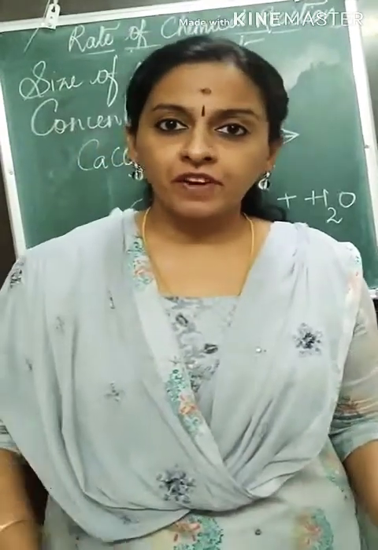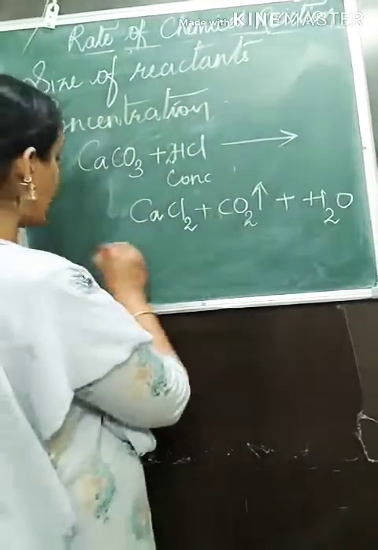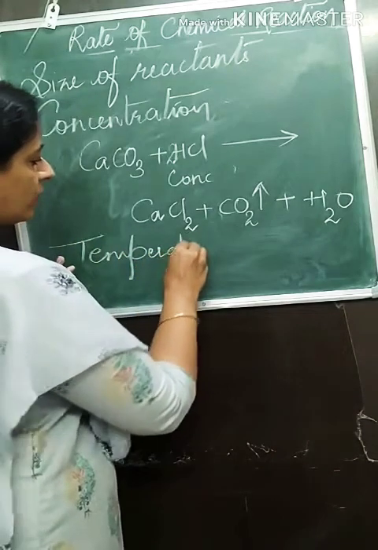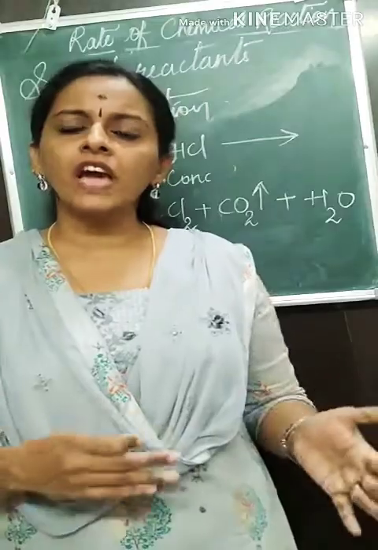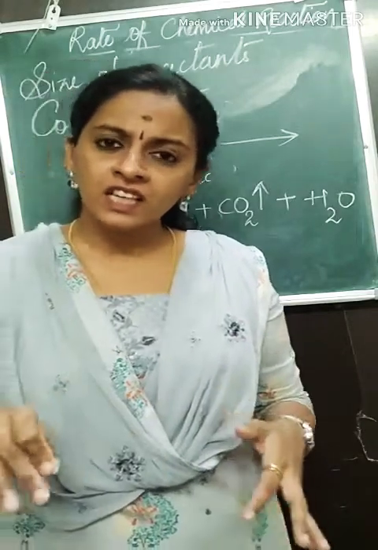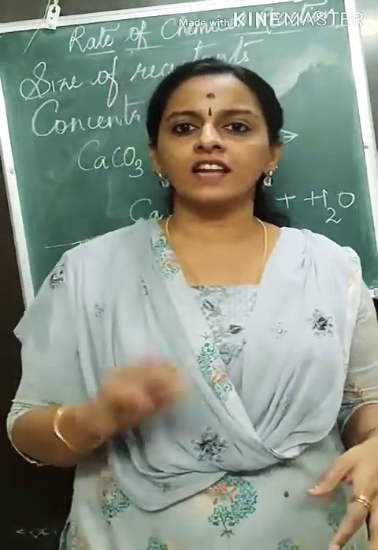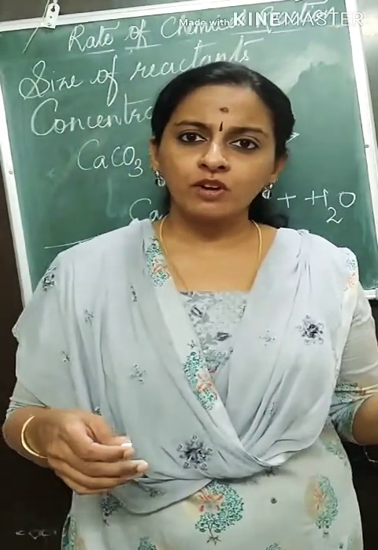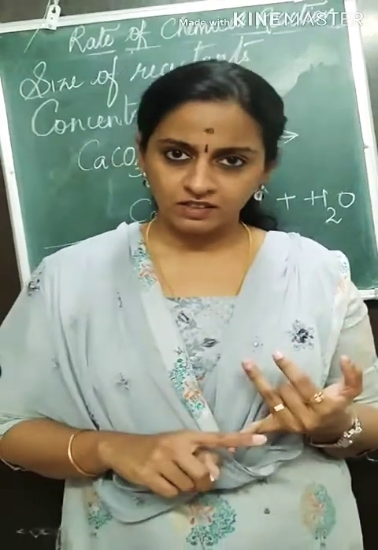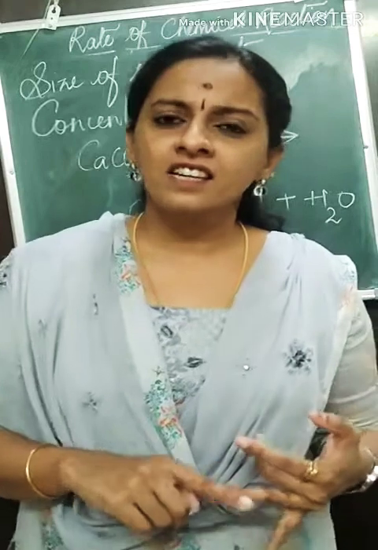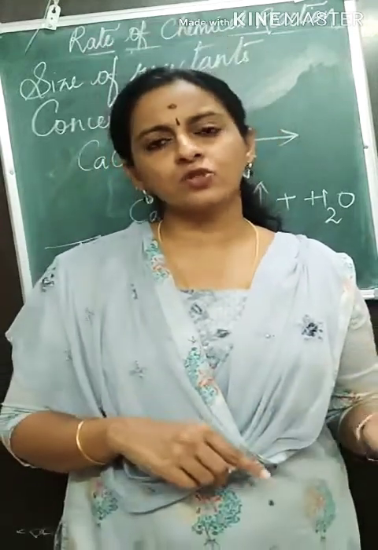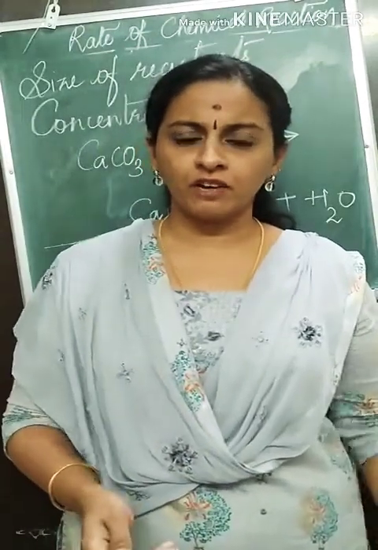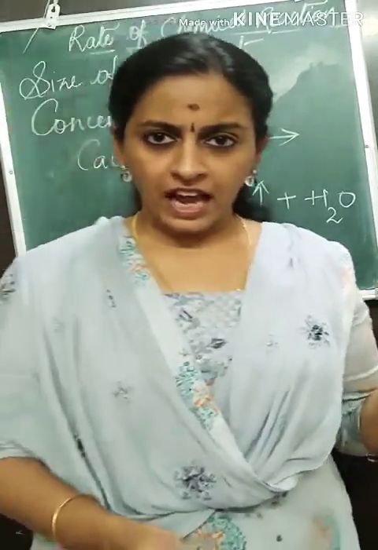Okay. The next factor affecting the rate of reaction is temperature of the reactant. Temperature always increases the rate of reaction. Formation of curd example: formation of curd happens faster during summer season, whereas the formation of curd is a slow process during winter season. So that example you can give for temperature of the reactant.